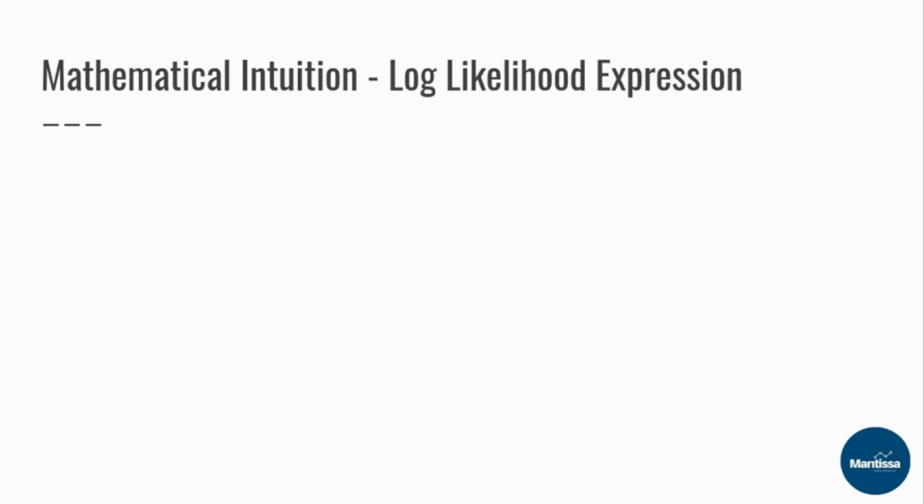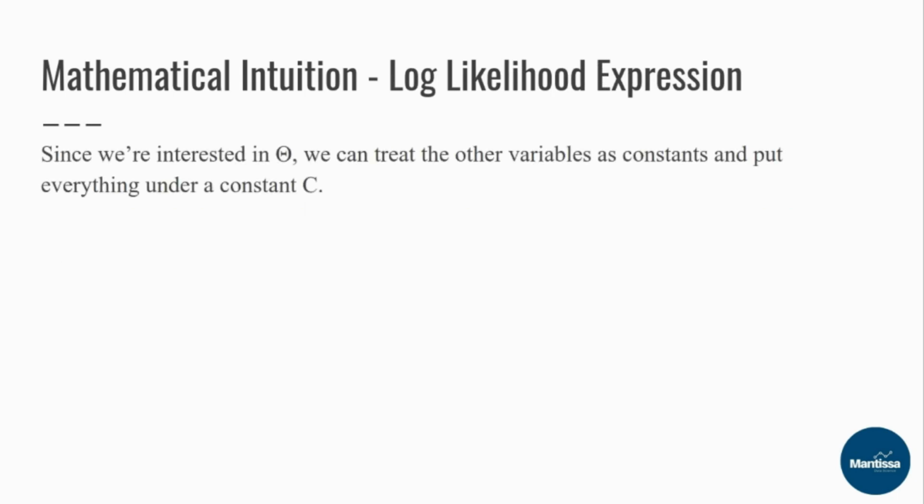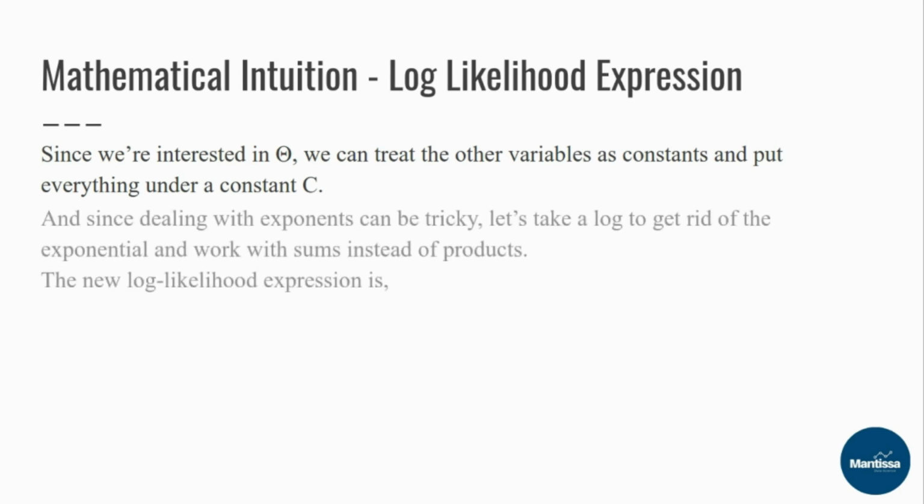For mathematical intuition, we will now look at the log likelihood expression. Since we are interested in theta, we can treat the other variables as constants and put everything under a constant c. And since dealing with exponents can be tricky, let us take a log to get rid of the exponential and work with sums instead of products. So now the new log likelihood expression is.